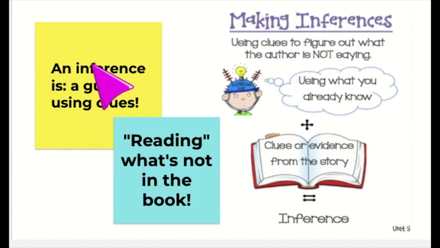If you remember from Monday and Tuesday, an inference is a guess using clues. Making an inference means reading what's not in the book. We can make inferences by using clues to figure out what the author is not saying. So remember, the recipe for making an inference is using what you already know in your brain, adding it to the clues from the story or picture, and then you can make your guess about what's happening in the book.